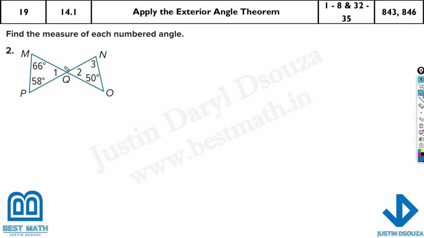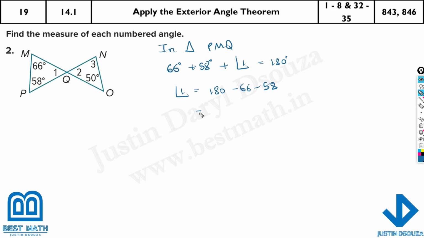What about this one over here? We can see there are vertical angles. This is measure of angle 3. We can't jump into triangle NQO. Why? Because we don't know two of these, right? So what we'll do is, first, in triangle PMQ, we'll consider this one. You know, this is 66, this is 58, and this is angle 1. So measure 66 degrees plus 58 degrees plus measure of angle 1 will be equal to 180, isn't it? So let us take everything else to the other side. It's 180 minus 66 minus 58. That will be measure of angle 1. So what is 66 plus 58? It'll be 124. It's 180 minus 124.